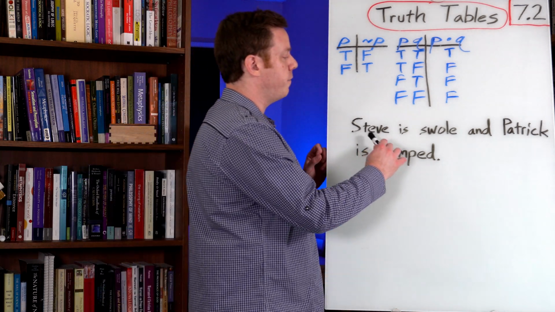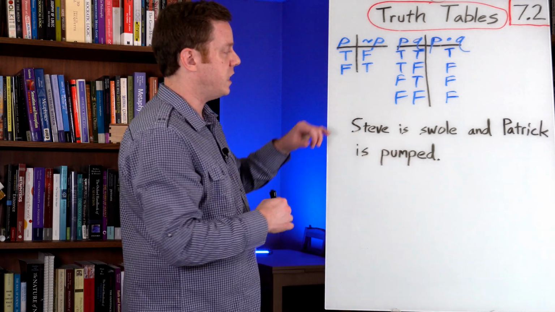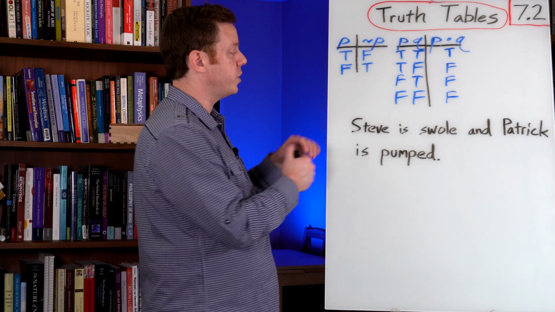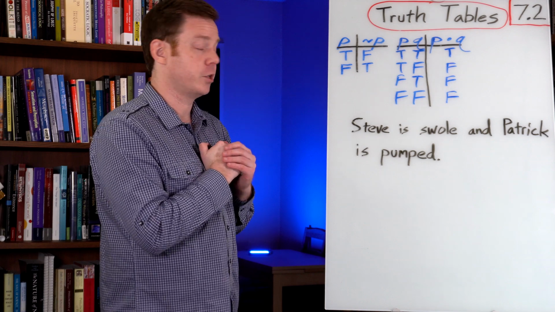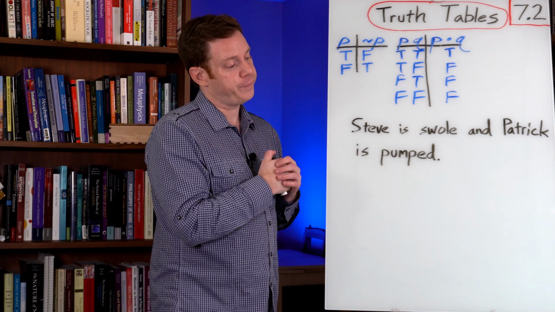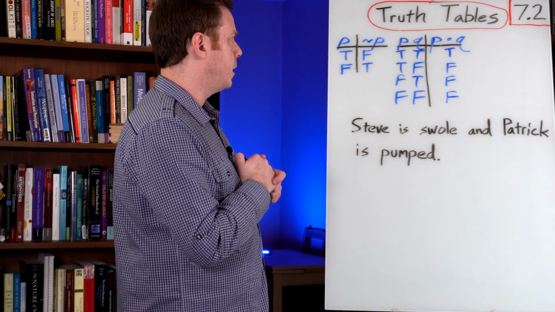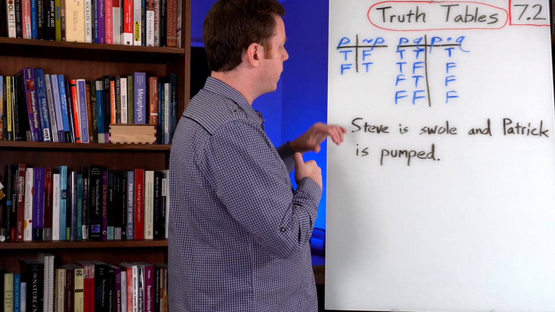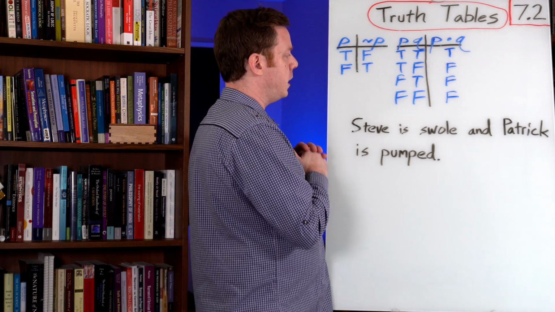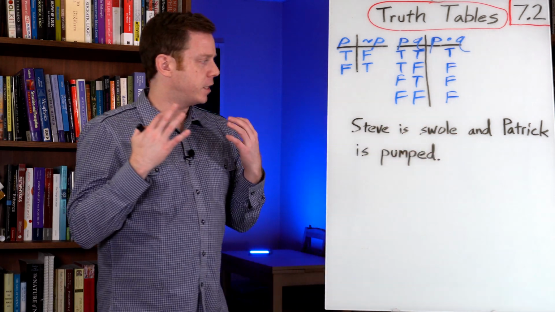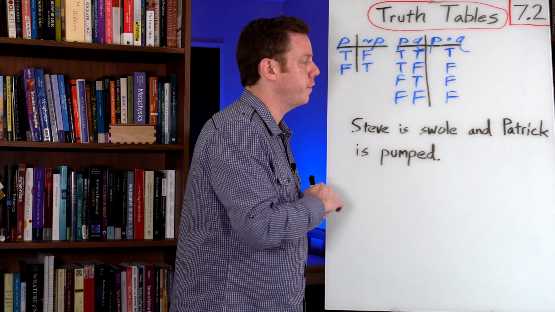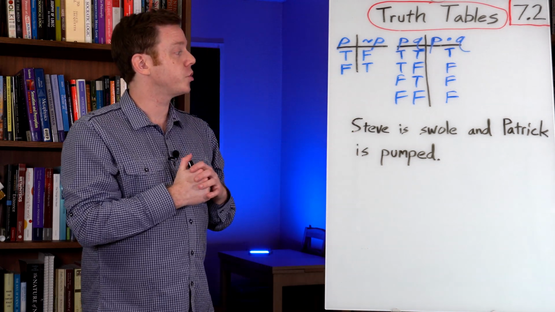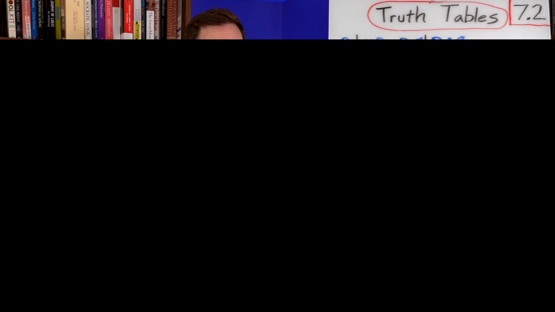And of course, if both are false, it's false that Steve is swole and it's false that Patrick is pumped. Of course, this whole statement, Steve is swole and Patrick is pumped, that whole thing's false, right? So the conjunction still is pretty straightforward. That's how conjunction works. It needs both parts to be true in order for the whole conjunction to be true. If any one part is false, the whole thing is going to be false.